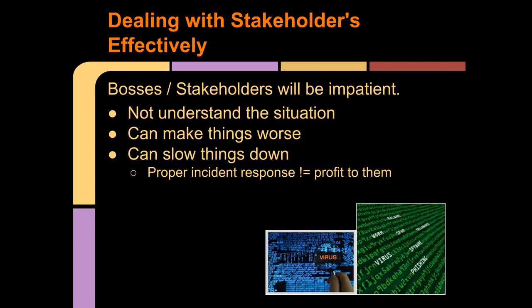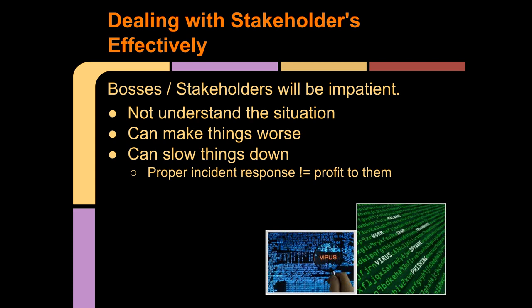Some tips for dealing with stakeholders effectively: they're going to be impatient at the end of the day. No one likes hearing bad news, and they want it resolved quickly. They're not going to understand the situation and the technical challenges that your incident response team may face, and they may not understand the technical details of the attack and the impact. They may not even understand the policy and business impacts of the attack, let alone the impacts of the attack with regards to state and federal laws and regulations. If you are tasked with protecting certain types of information, such as medical information, that may have to be explained to some of the stakeholders.